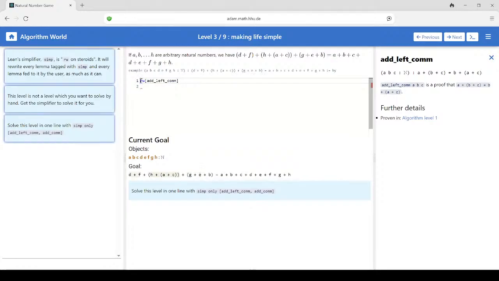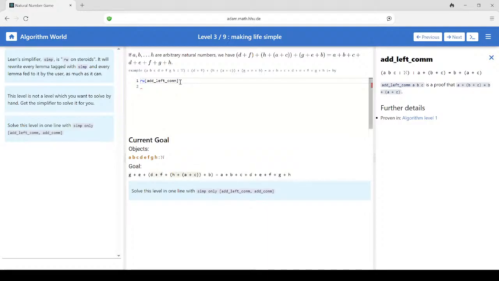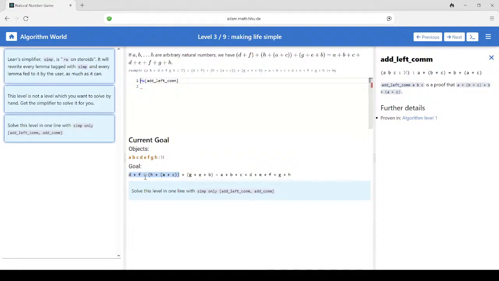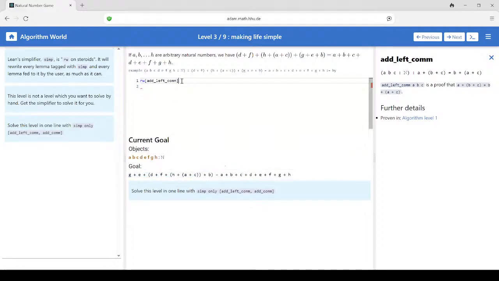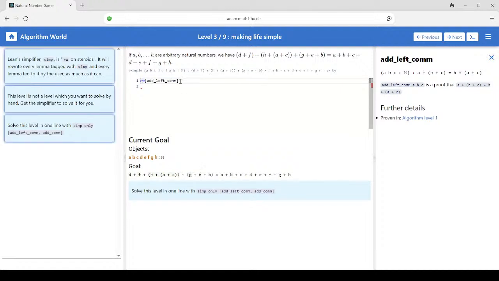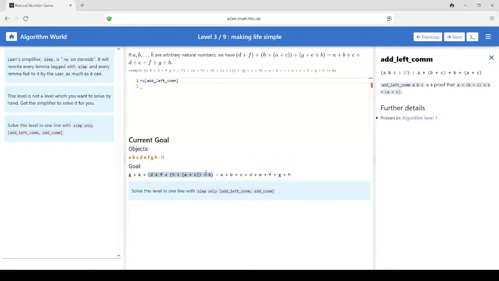Oh, no, I see it now. I get it. Only one thing happened. So all of this counts as one block, and they all traded places with just these two. So G plus E got moved to the beginning. And then everything else is the same, ending with plus B. Okay, that's all that happened.